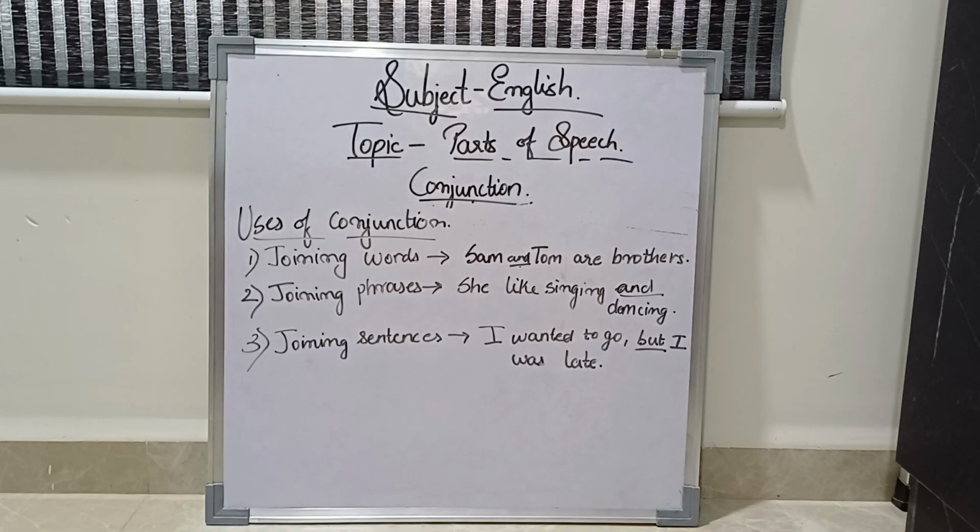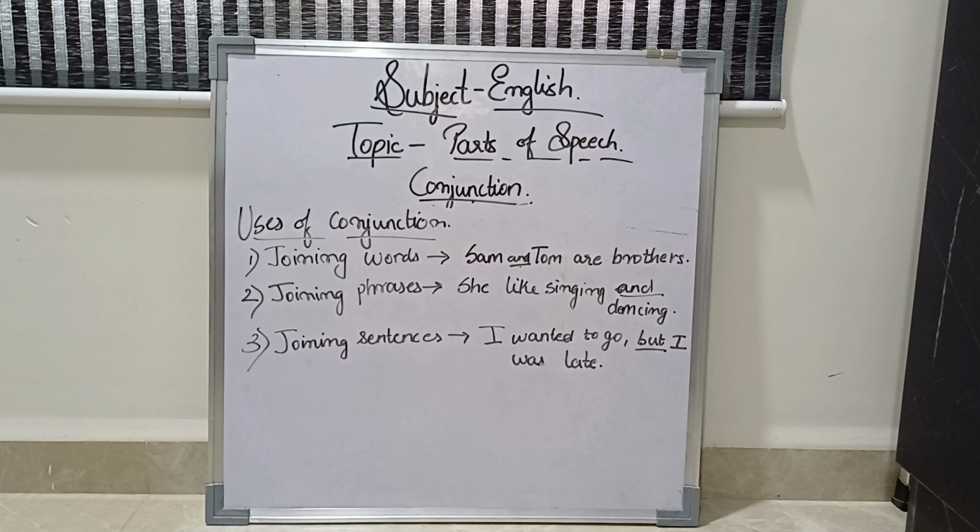uses of conjunctions. Now, what are uses of conjunctions? Uses means where to use conjunctions, like to join words. Sam and Tom are brothers. So here two words are joined, right? Sam and Tom. Joining phrases. She likes singing and dancing. They are describing something about her, so those are phrases. Now joining sentences. I want to go, but I was late. So here but is used to join two sentences.